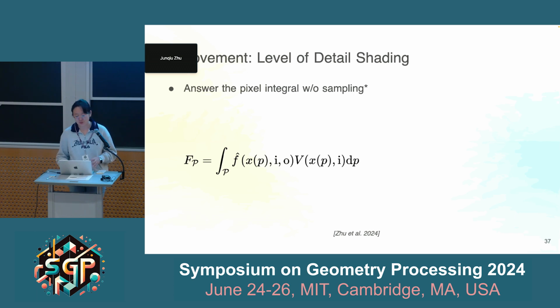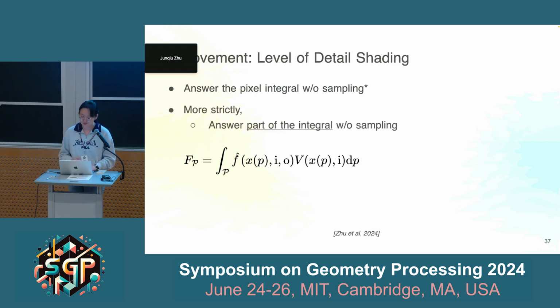So let's see this equation. This is a very complex situation because the cloth is closely related to the visibility. If you want to consider the integration over a pixel, we need to consider the position, incident direction, and outgoing direction, which is 6D.